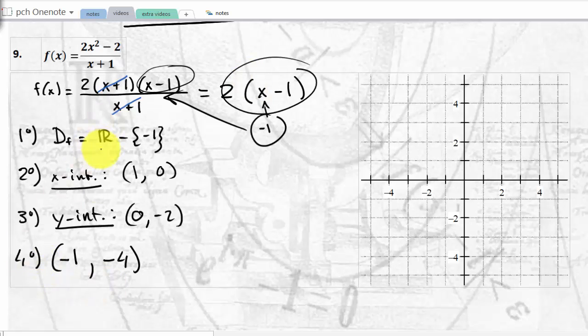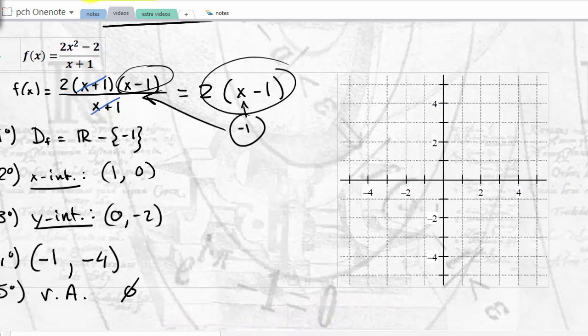So, what do I have? Oh, I need my vertical asymptotes. Vertical asymptotes, I don't have any, right? Because there's nothing that makes the denominator equal to 0 and not the numerator, so no vertical asymptotes. And so now let's graph it. Let me graph it here. It's going to be a pretty straightforward one.